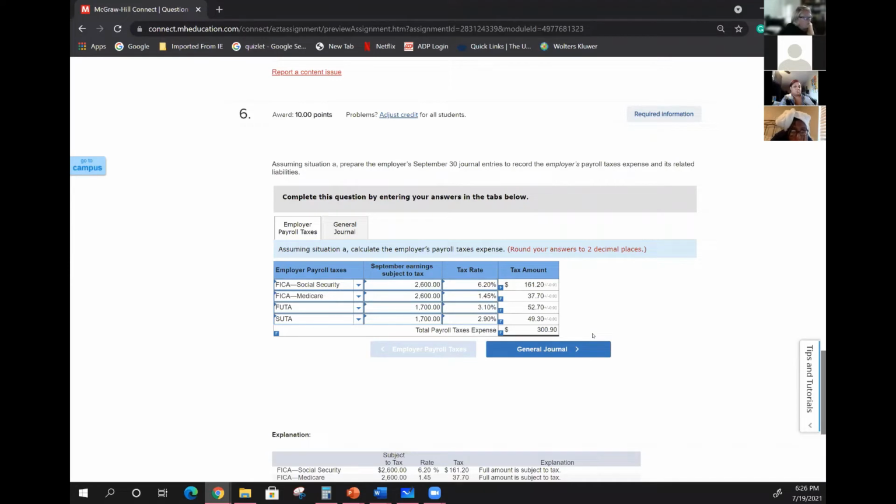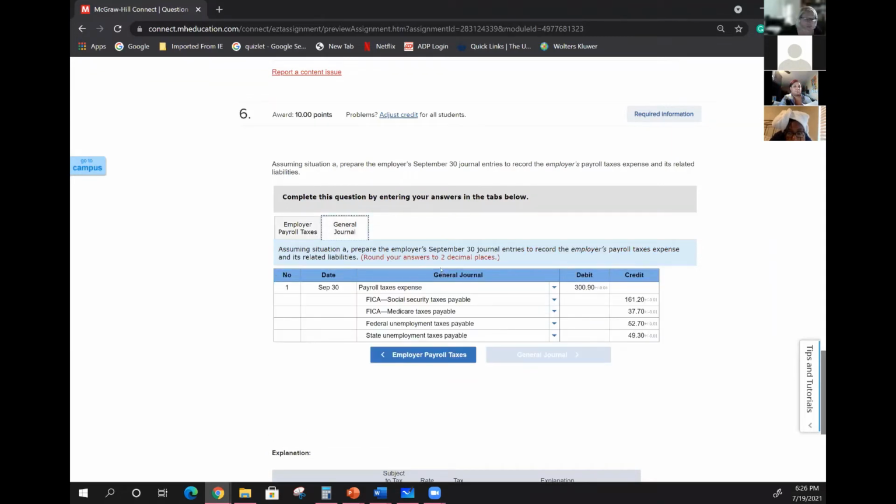So some companies will have one payroll tax expense account. There are other companies that may break all of those out. You might see one that's labeled federal unemployment, state unemployment, expense accounts. It's just a preference on how you want to set it up.